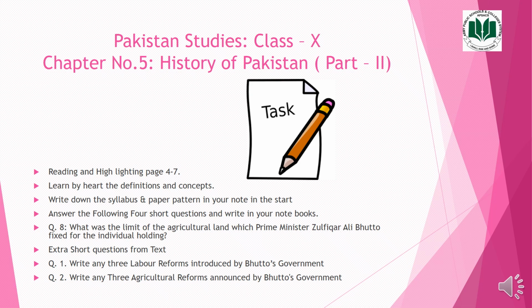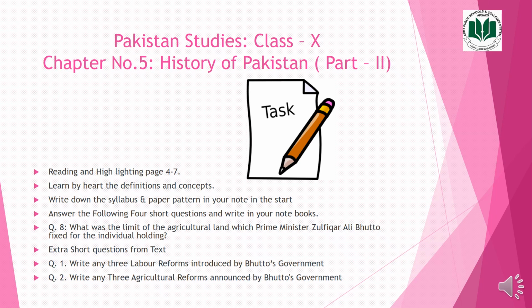One is from the short questions of the exercise, that is question number 8. What was the limit of the agricultural land which Prime Minister Zulfikar Ali Bhutto fixed for the individual holding? You can find its answer in the agricultural reforms. In the first point you can find its answer.